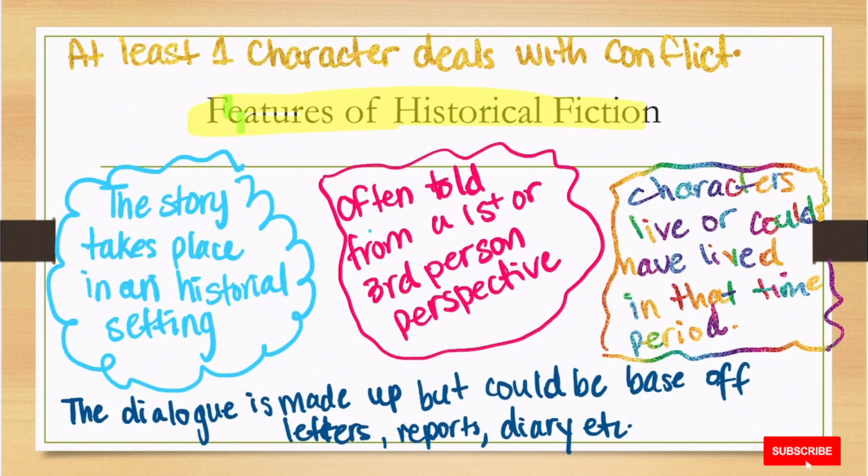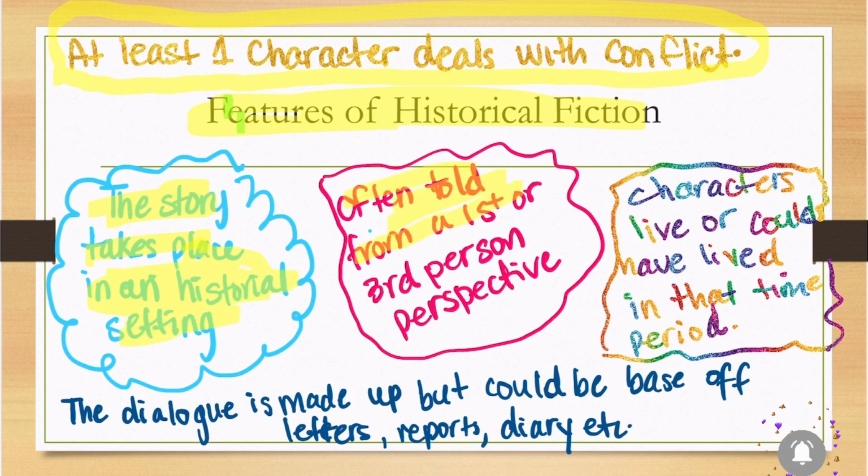What are the features of historical fiction? Now, at least one character normally deals with conflict, that's for sure. The story takes place in a historical setting, often told from a first or third person perspective. The characters live or could have lived in the time period.